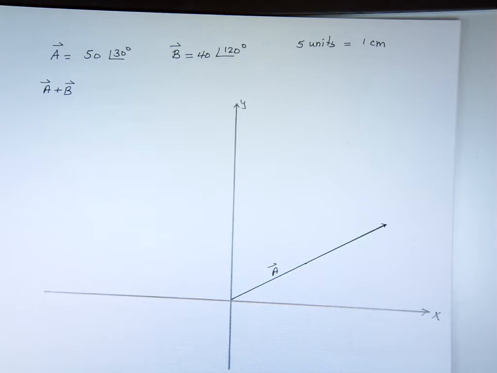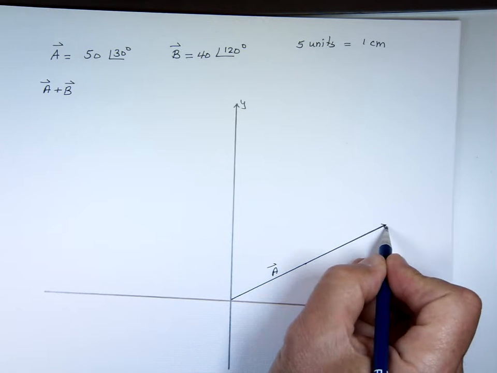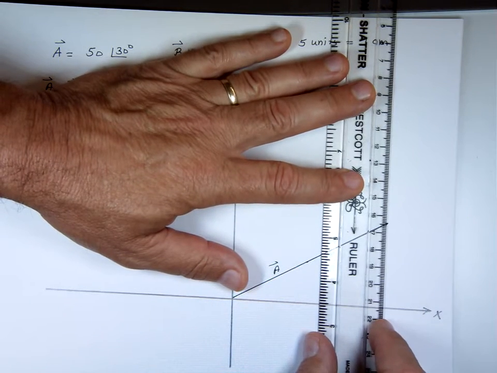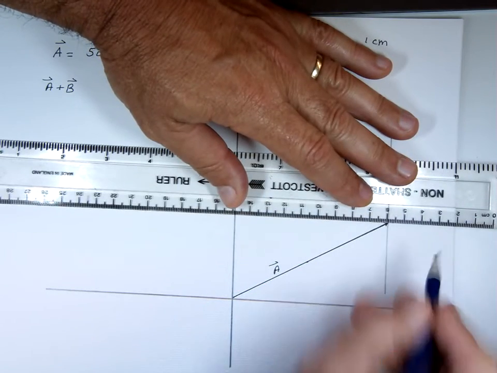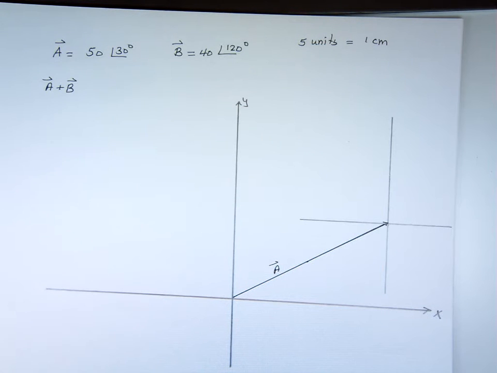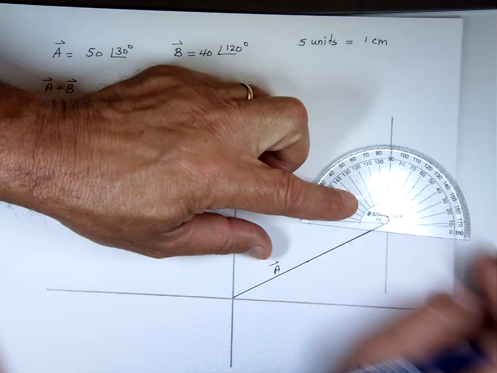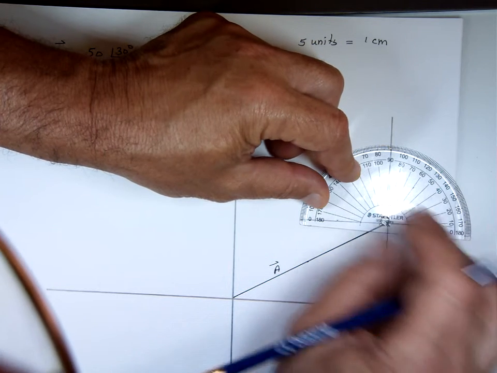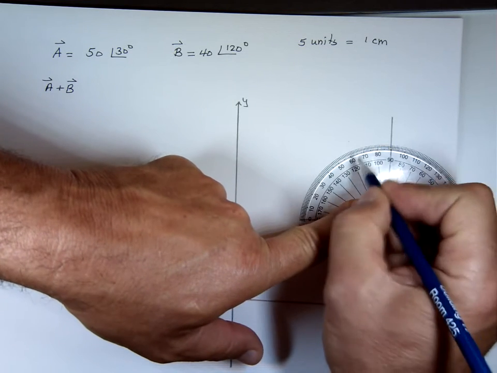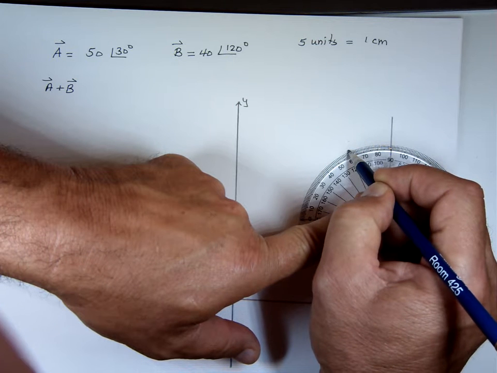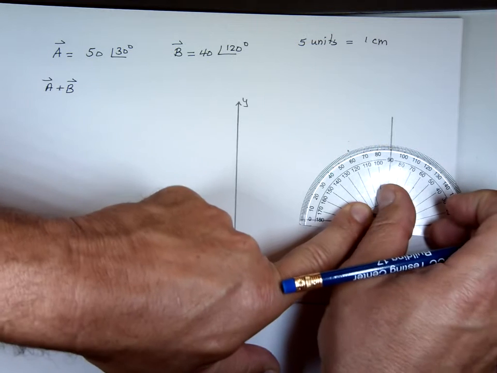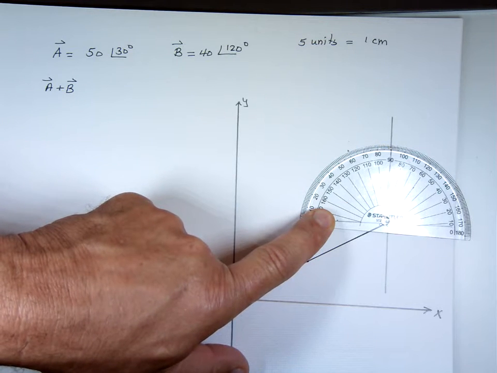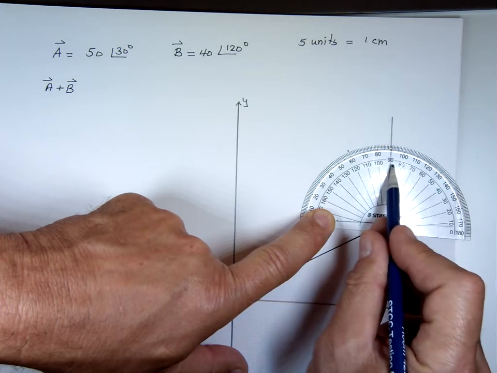Now after that, I need to add to it vector B. So to add vector B, I'm going to go from the tip of this, the end of this one, and draw another set of X and Y axes. From the tip of that, draw an X and Y axes. And let's find out where the angle 120 degrees is. Where's 120? It looks like in this direction. Can you see the 120? That direction. This is 0 all the way to 100, 90, 100, 110, 120.